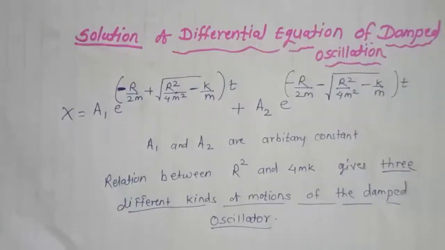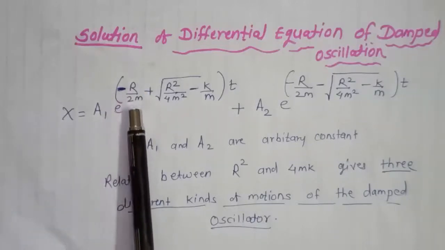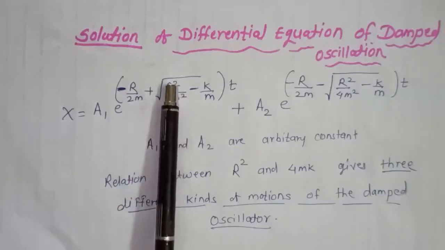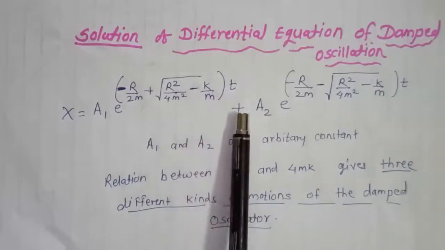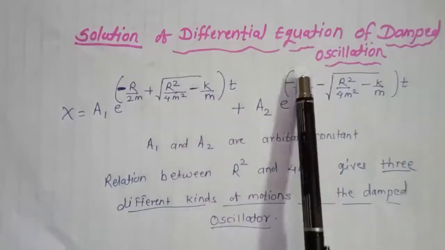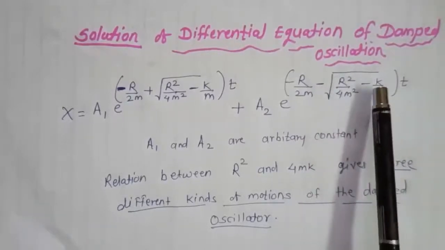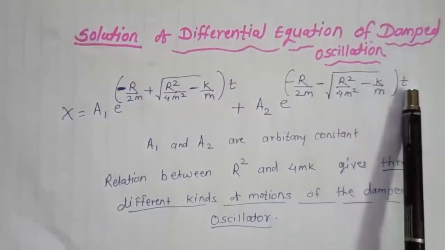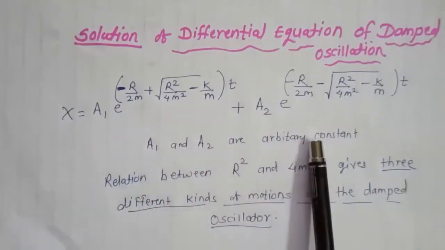Hi students, in the previous class we already studied the differential equation of damped oscillation and its solution. x is equal to a1 e raised to (minus r upon 2m plus square root of r square upon 4m square minus k by m) into t plus a2 e raised to (minus r upon 2m minus square root of r square upon 4m square minus k by m) into t. In this solution, a1 and a2 are arbitrary constants.